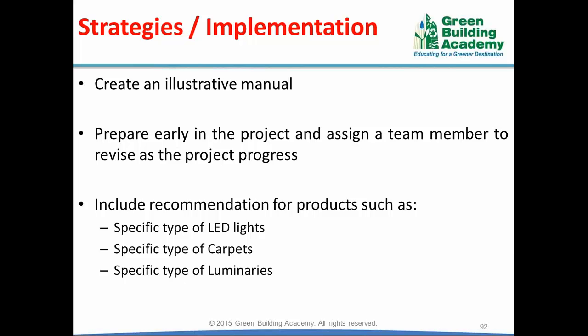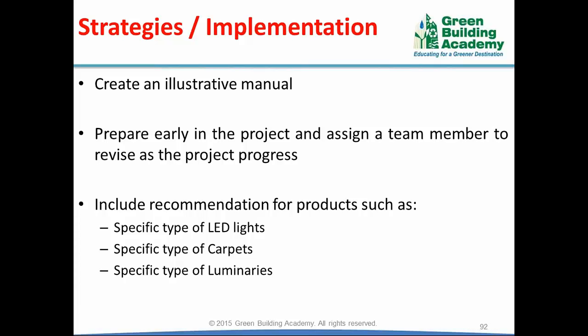So the strategy should be to create an illustrative manual and prepare it early in the project, and assign a team member who will revise it as the project progresses. Because it's like a live document, and you can expect many changes throughout the design and construction process in building systems. So it is better that you start this illustrative manual early in the project, assign a team member so he can keep updating this, and at the end of the project you have this manual ready for your tenants to take advantage of.